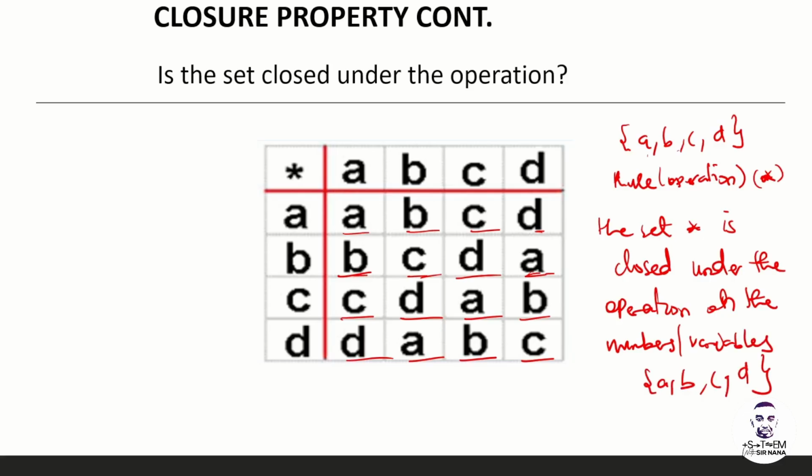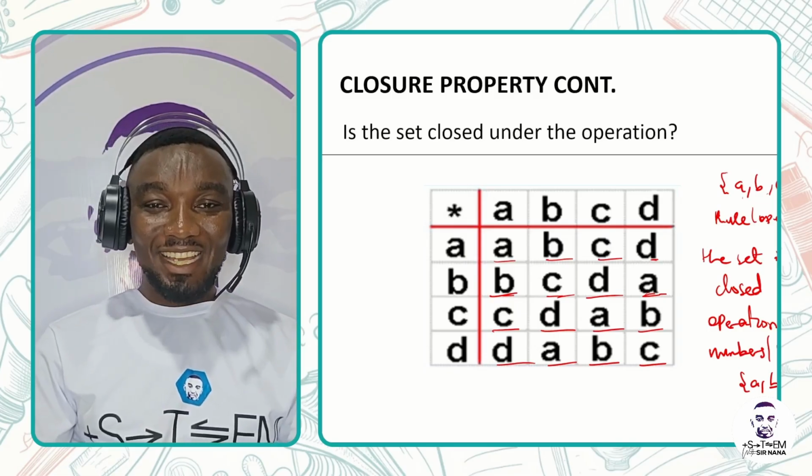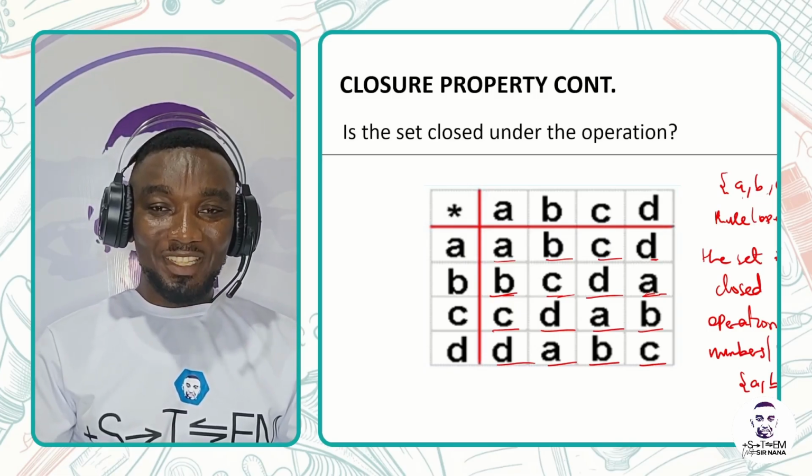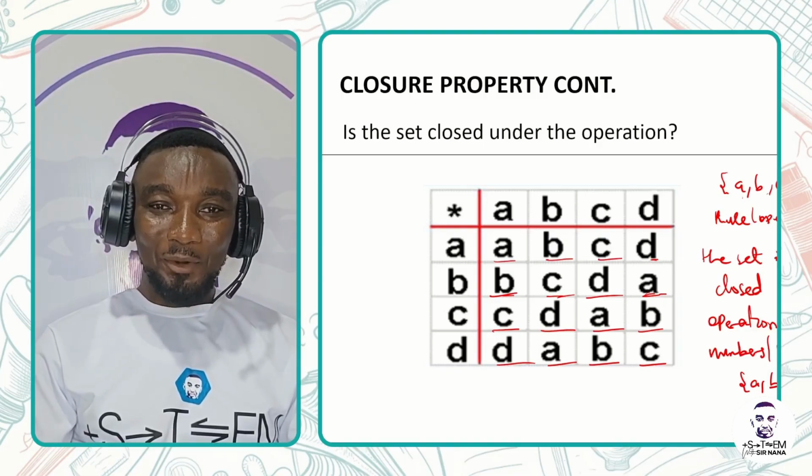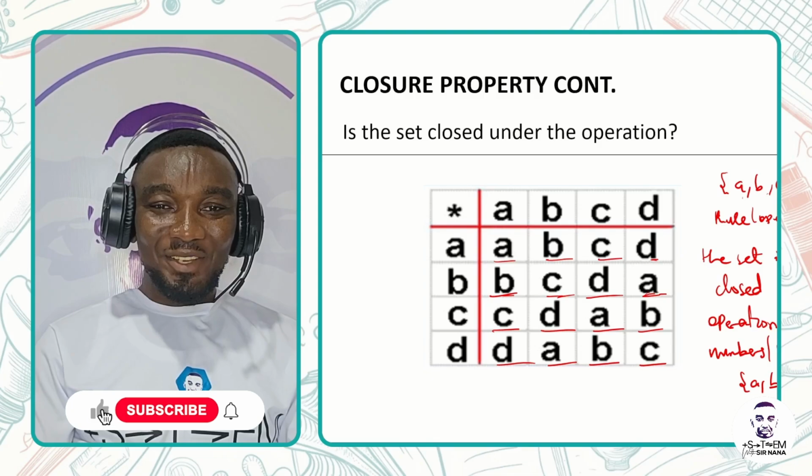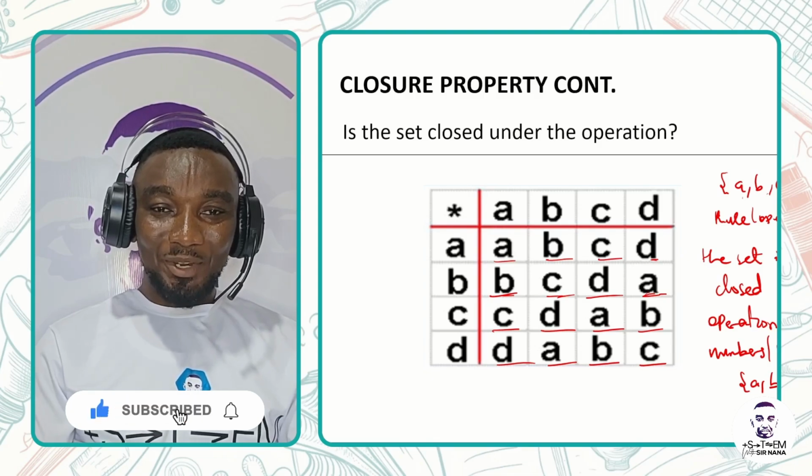So in this lesson, we've basically considered a very important property of binary operation, which is the closure property. In our next lesson, we'll consider another property of binary operation, which is the commutative property.